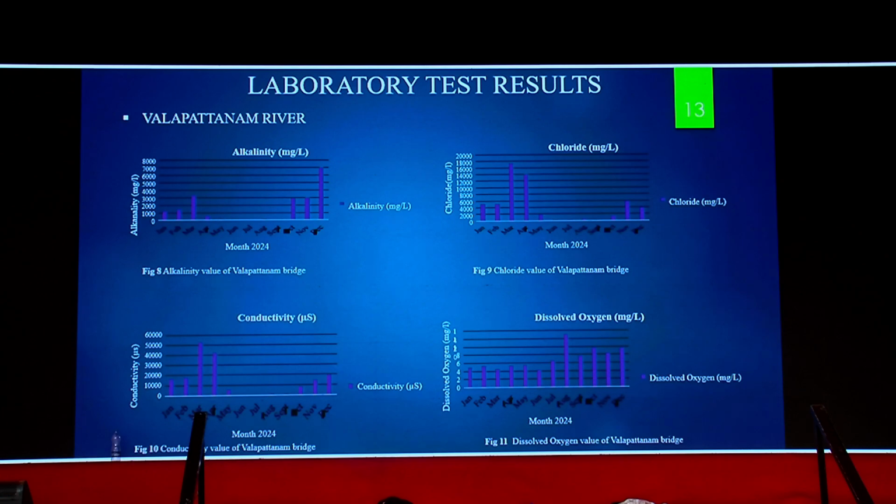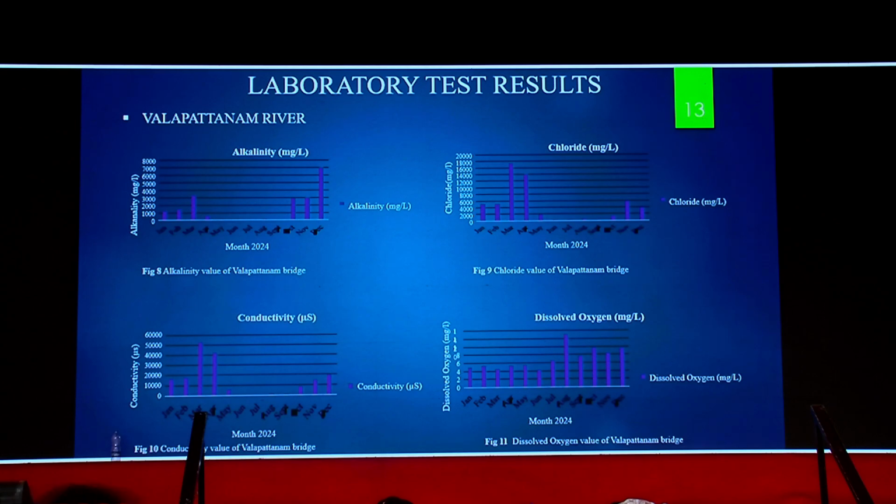So I will be dealing with the laboratory tests. We have conducted tests to determine the parameters, 14 parameters we have selected, and these are the results. Here we can see in Valapattanam river, from January to April, a certain level of alkalinity, but during the monsoon season, alkalinity is very low, and in the post-monsoon season, the alkalinity level increases.